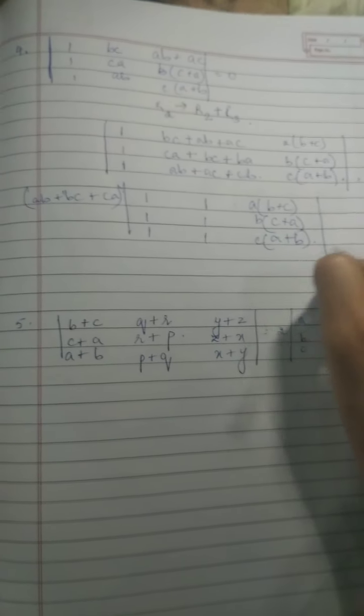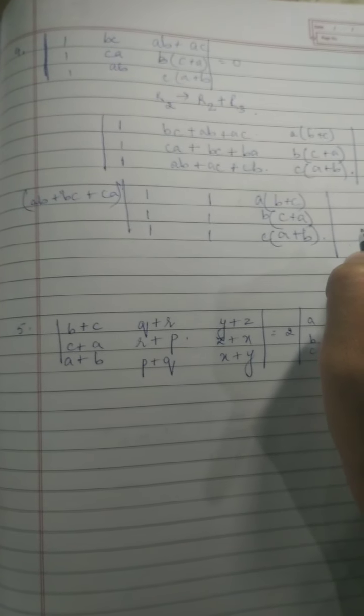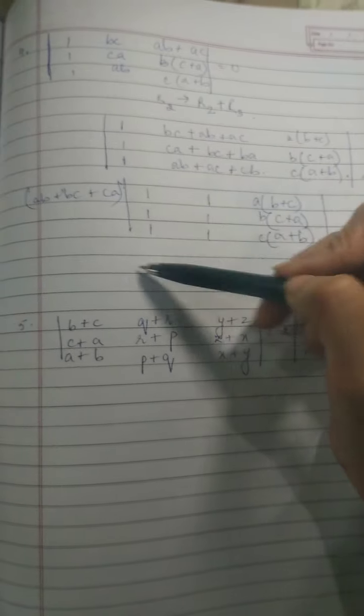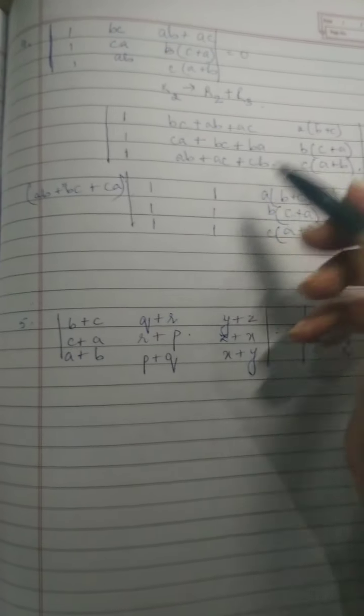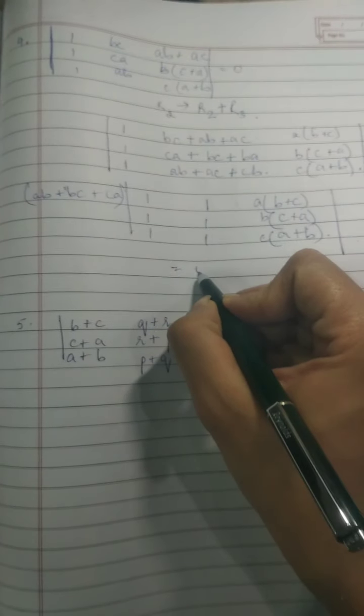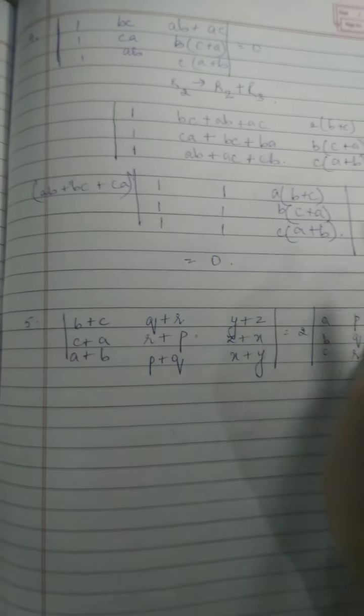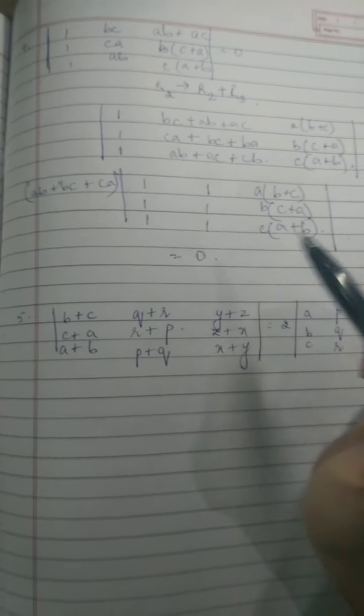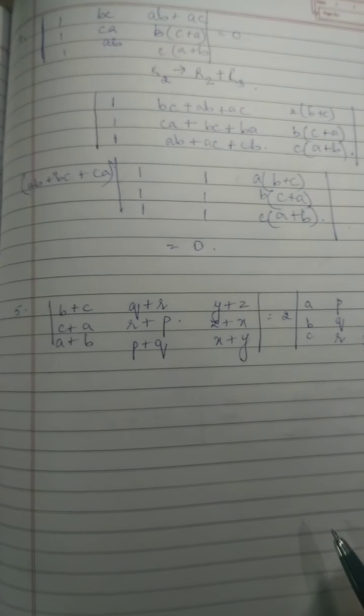And as we have already discussed a property stating that if all the elements of two particular rows or columns are the same, their determinant value will be equal to 0, right? So 0 multiplied by this common value will give you 0 as the determinant value. I hope it's clear to you, students.